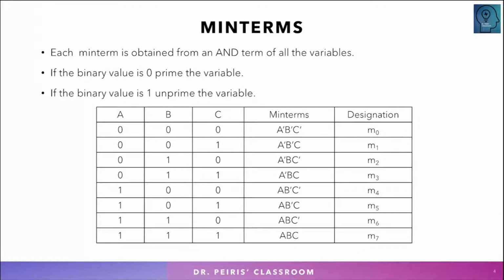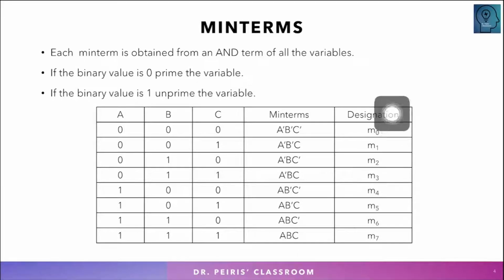Similarly, we can write the minterm for each and every row. Third one, A prime, B, C prime. The next one, A prime, B, C. Then A, B prime, C prime. A, B prime, C. A, B, C prime. The last one has all ones, which means we don't prime, so it becomes A, B, C. So these are the minterms for each and every row.